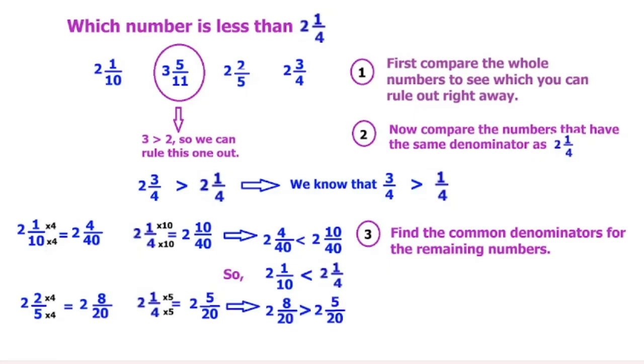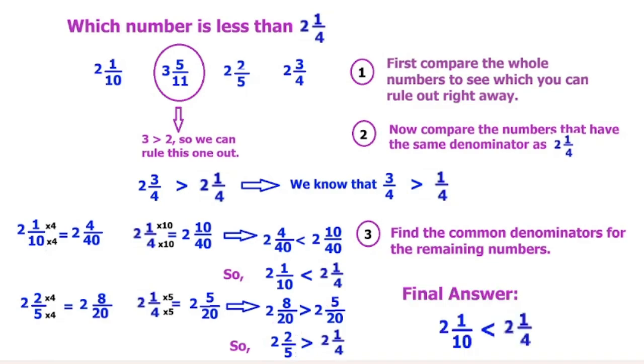So let's do that comparison. 2 8/20 is greater than 2 5/20, because 8 is greater than 5. That means 2 2/5 is greater than 2 1/4. So our final answer is 2 1/10 is less than 2 1/4. That is the final answer. And that's how you do that problem.